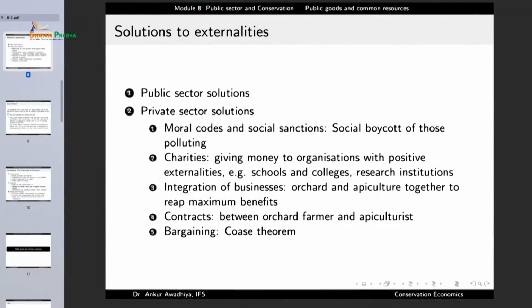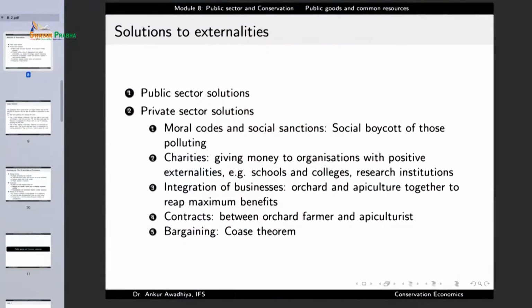Another option is charities, giving money to those organizations with positive externalities, schools and colleges and research institutions. So this is another way in which the government is not needed, but if people in a society find that research institutions are good for the society because they are going to increase the efficiency, they are going to lead to better healthcare, better education, then they can themselves provide a certain amount of money to these institutions. Integration of businesses such as orchard and apiculture together to reap maximum benefits, contracts, and bargaining. So these are all different solutions to externalities.